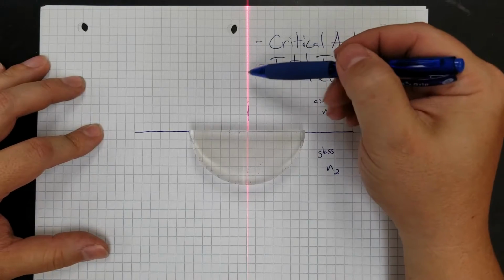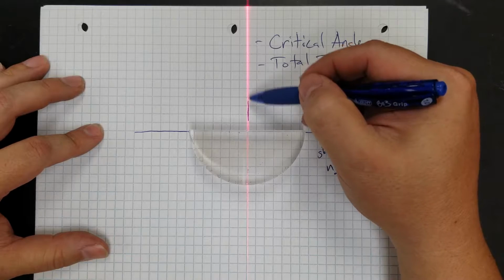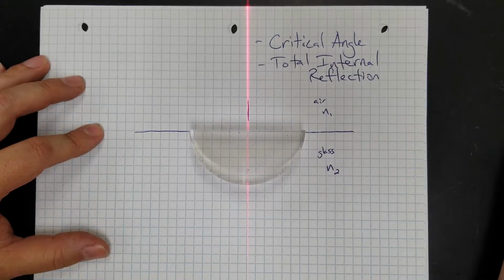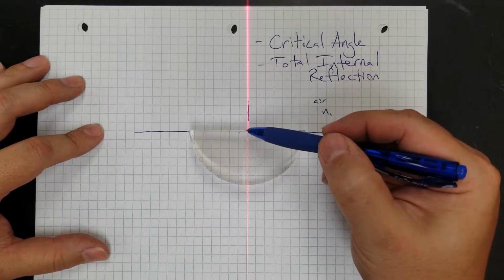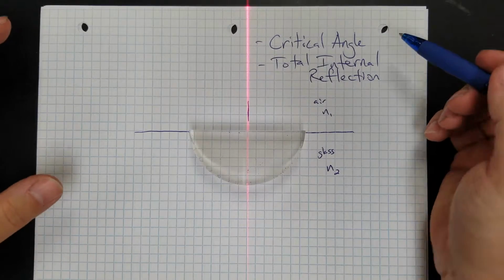Because this beam comes in directly in line with the normal, there's no angle, right? If there's no angle between the normal and the beam of light, then there's going to be no refraction. And so you can see down here, this beam comes out straight, just like it went in. There's no bending, right? Okay, that's boring.